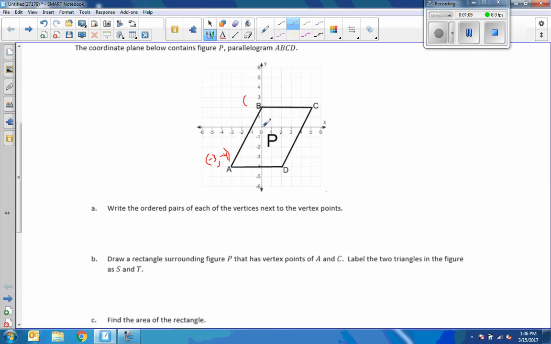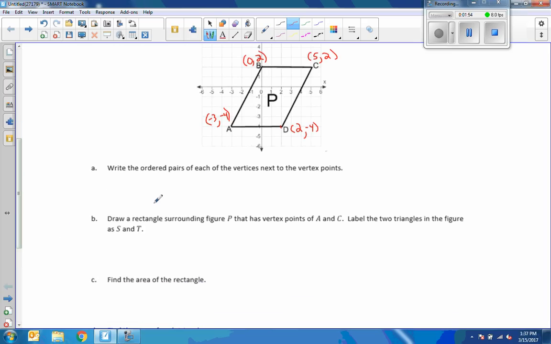B is 0. I didn't move left or right, so x is 0, comma, I went up to 0, 2. To get to C, I start at 0 and count over 1, 2, 3, 4, 5. So that's x equals 5. And then I went up 2, so y is 2. And then finally, D is over 2, to the right 2, so x is 2, and then down 1, 2, 3, 4, negative 4. So I have 0, 2; 5, 2; 2, negative 4; negative 3, negative 4.